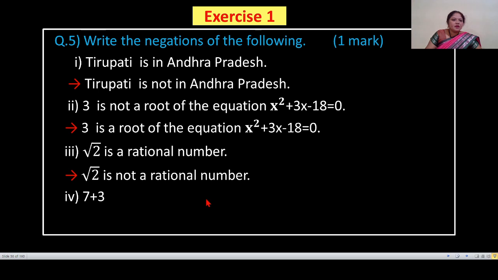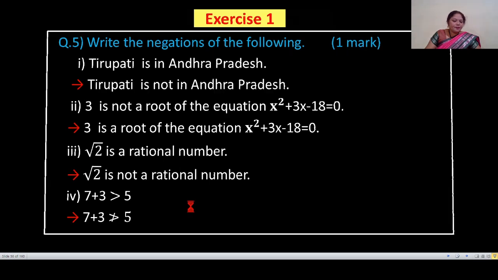And last, 7 plus 3 greater than 5. Its negation is 7 plus 3 not greater than 5, or 7 plus 3 less than or equal to 5.